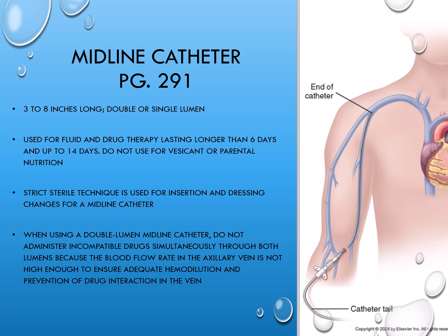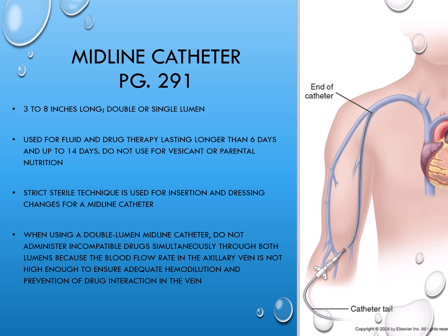Midline catheters. Midline catheters are usually 3 to 8 inches long and can be either double or single lumen. They're used for fluid and drug therapy lasting longer than 6 days and up to 14 days. They can actually dwell in a patient up to 28 days. You don't want to use it for vesicants or parenteral nutrition. A strict sterile technique is used for insertion and dressing changes for a midline catheter. They're usually done by an advanced practice nurse, such as someone from the IV team, for placement.